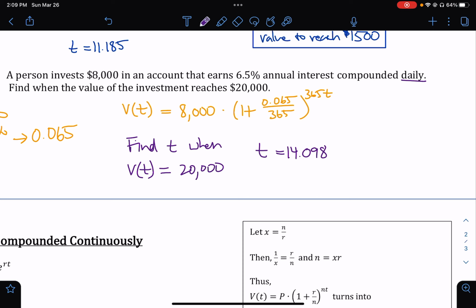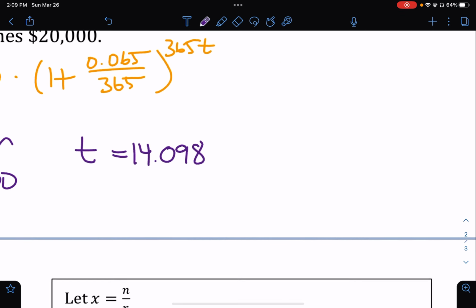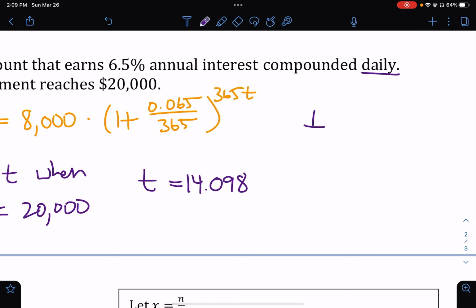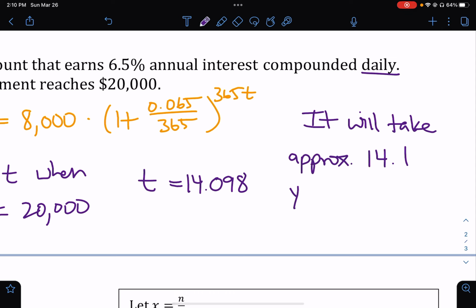So when will that investment reach $20,000? It will take approximately 14.1 years to reach $20,000.